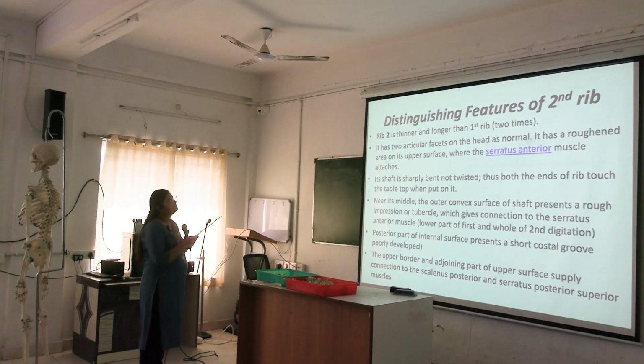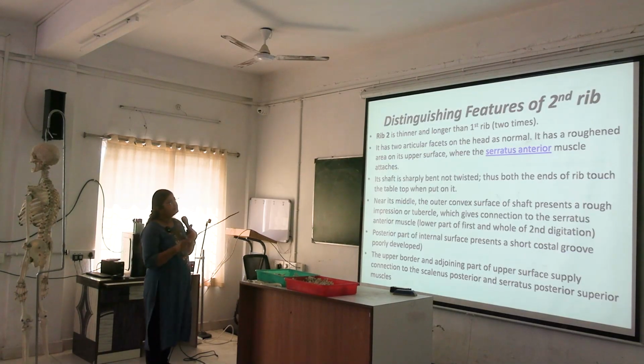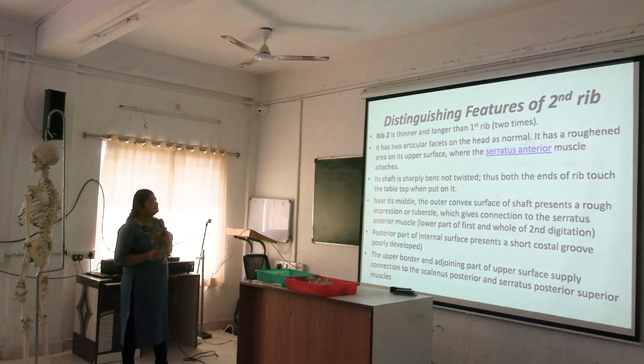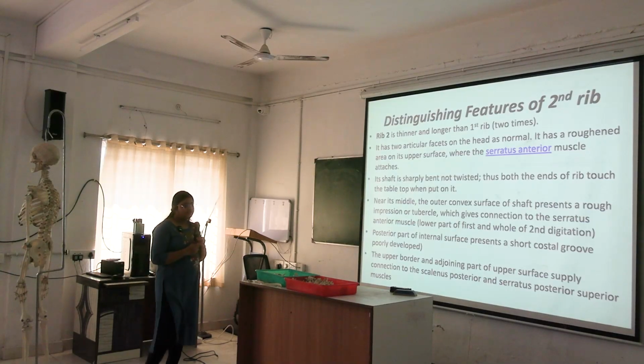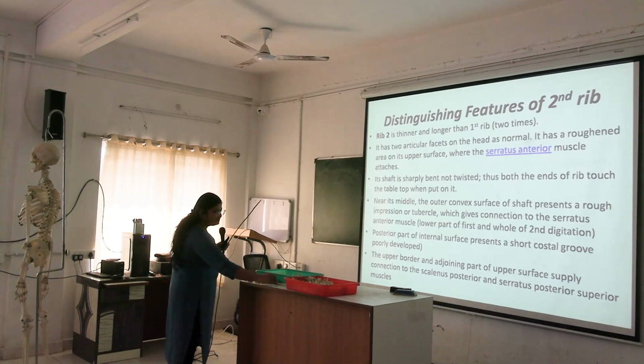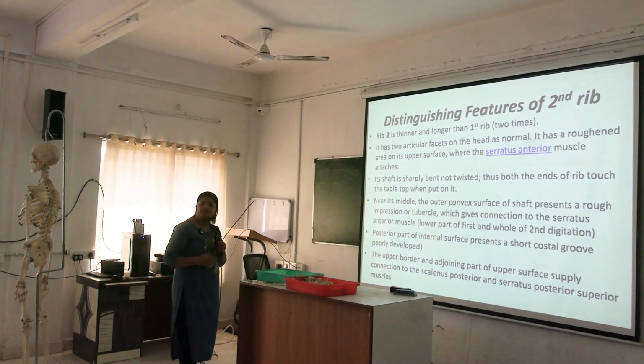So the distinguishing features of the second rib: it is thinner and longer than the first rib, almost 2 times the length of the first rib, and it has two articular facets on the head as normal. It has a roughened area on its upper surface where the serratus anterior muscle attaches. Its shaft is sharply bent, not twisted, and thus both the ends of the rib touch the tabletop when put on it. You can see this is the second rib, the right side, so if you place it on a flat surface, both ends are touching.